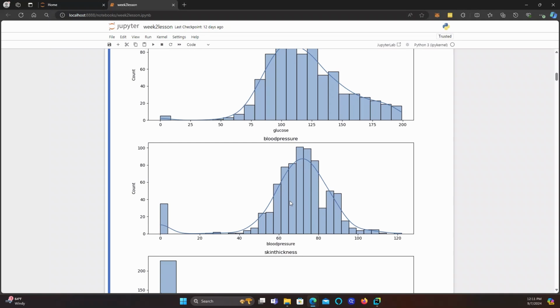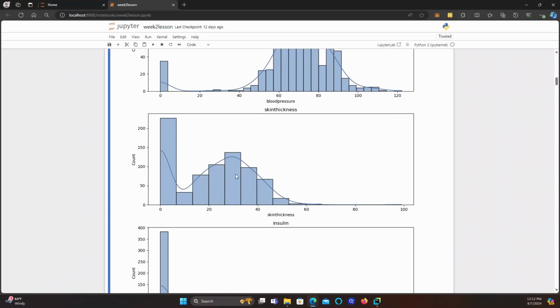Blood pressure has kind of the same thing as the glucose, where most people here it's between like 60 and 80, but there's a bunch of people that had 0. So maybe the doctors just entered 0 if they didn't know. Someone with 0 blood pressure is definitely dead, I'm pretty sure. So it doesn't matter if you have diabetes if your blood isn't moving.